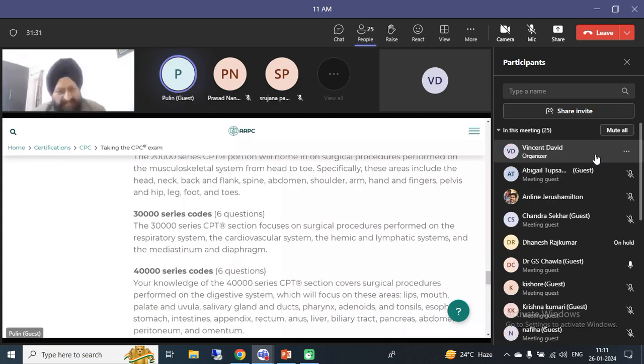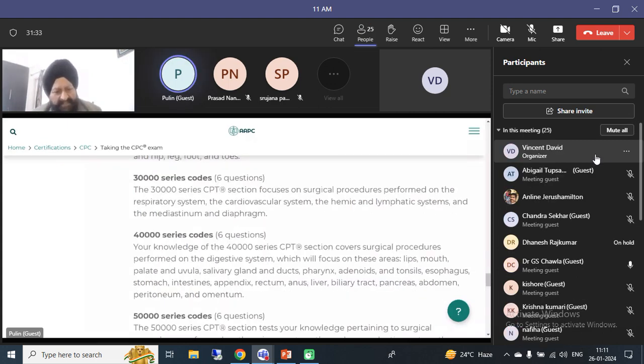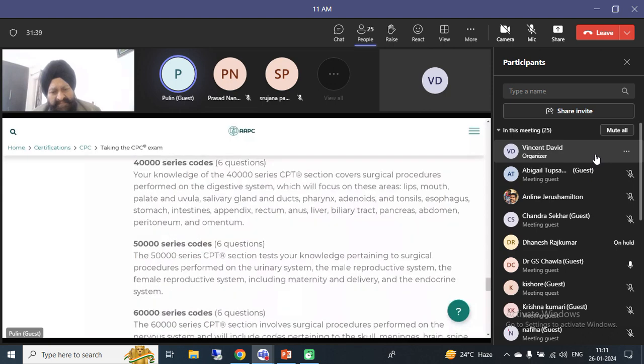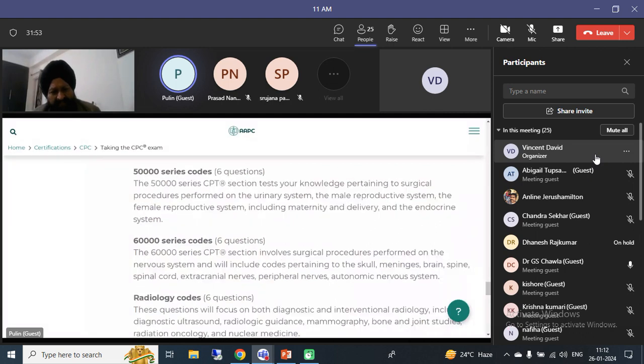40,000 that is digestive, 6 questions again, and in the 50,000 series we have 3 chapters here: urinary system, male genital system, and female genital system. Total of 6 questions. In the 60,000 series you can see here: nervous system, eye and ear, all these things are included in 60,000. Total of 6 questions.